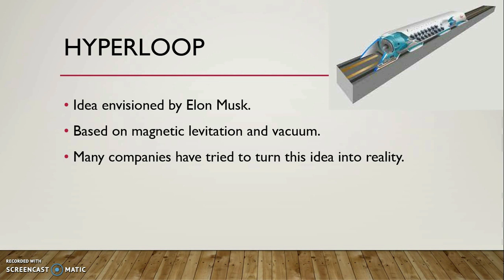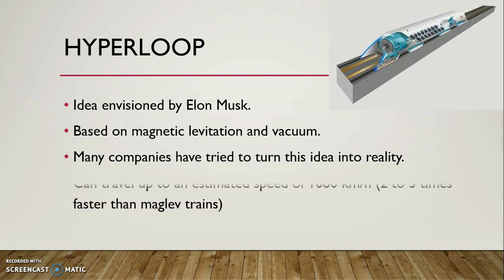Many companies have tried to turn this idea into reality. For instance, a company by the name of Virgin Hyperloop One has successfully made a big step in making the Hyperloop and has undergone several prototype tests. An interesting fact about the Hyperloop is that it can travel at an estimated speed of up to 1080 km per hour, which is 2 to 3 times faster than maglev trains.